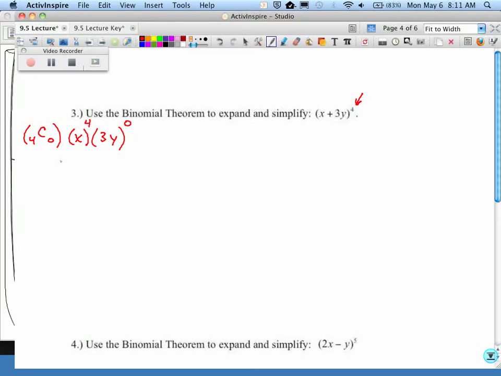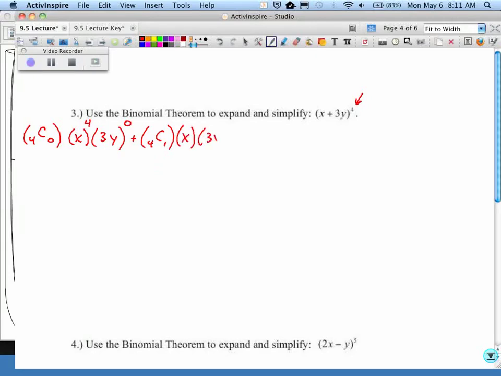It doesn't. I just start with it. You guys can start in a different pattern, but now the next one will be 4C1. Then what's going to happen to your x and your 3y? The x comes down 1 number, and the y starts to move up 1 number.